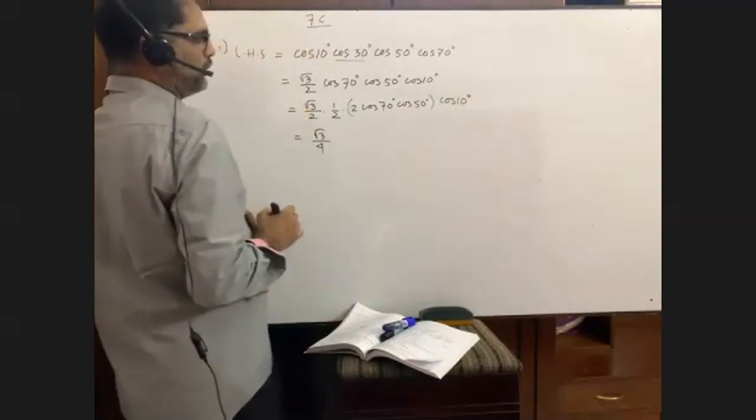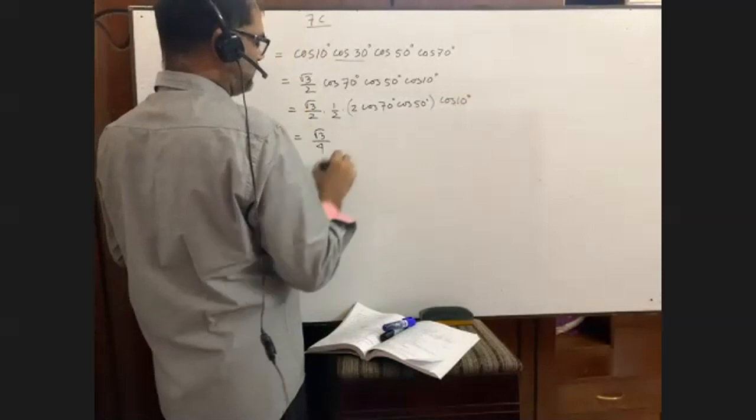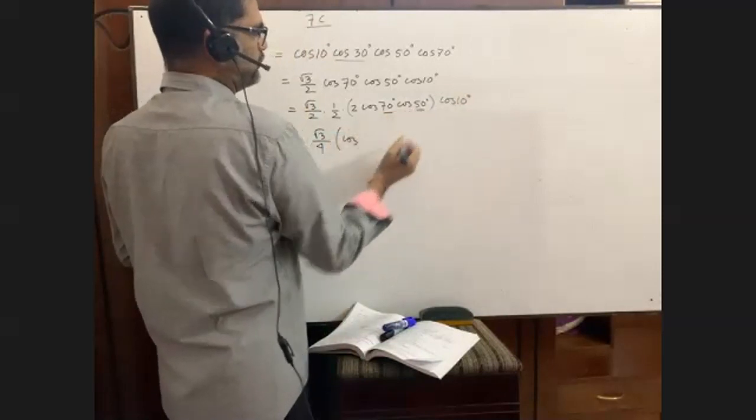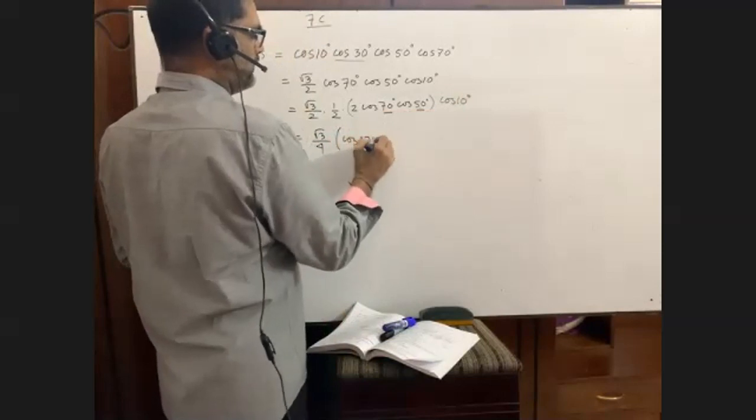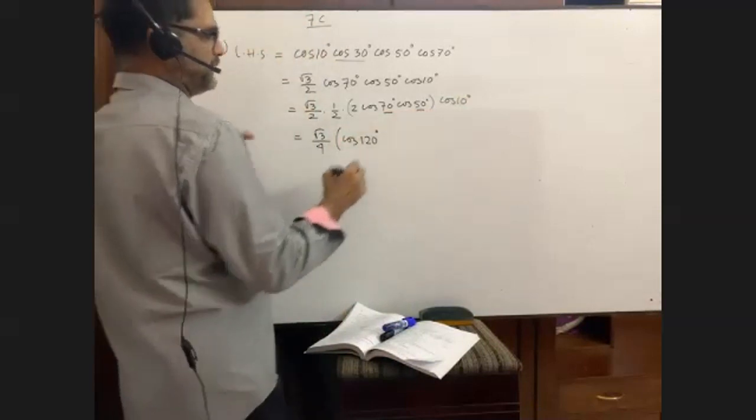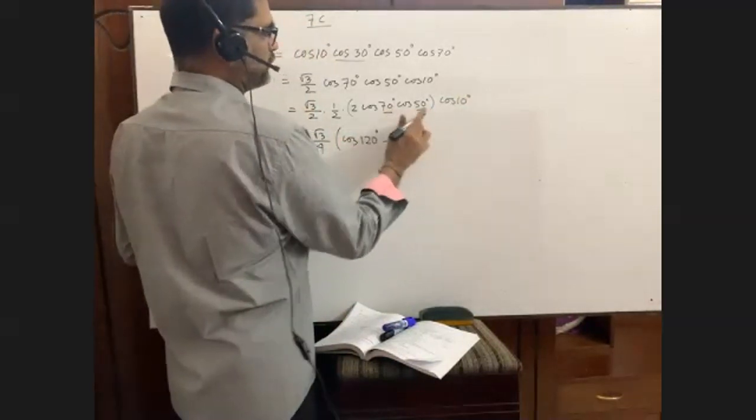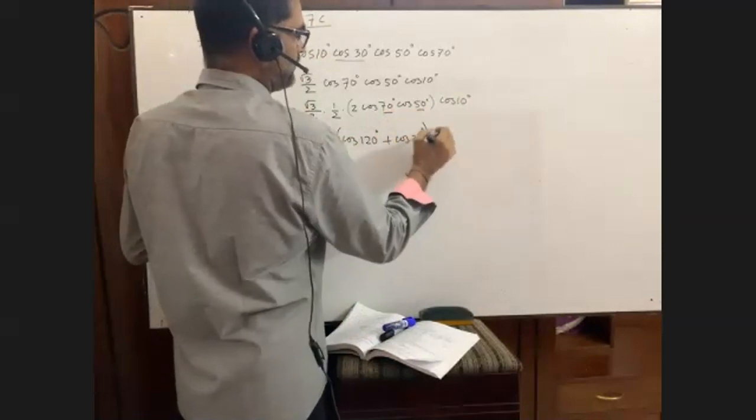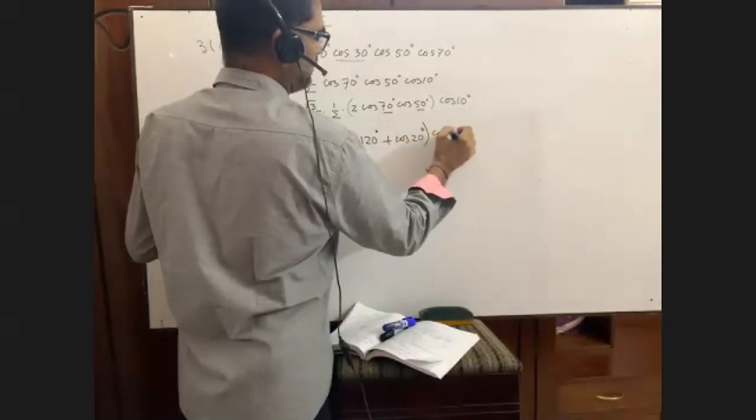Root 3 by 4 cos of A plus B, right? What is the addition of these two? 120 degree. Yes, sir. Cos of A plus B plus cos of A minus B. What is the subtraction of these two? Cos 20. Now this is cos 10 degree.